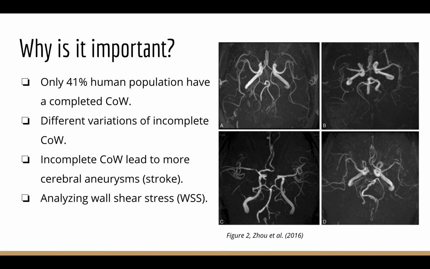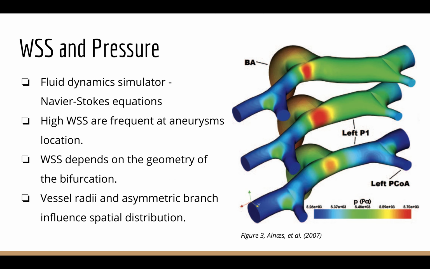And the research paper that I'm about to discuss uses various methods of simulation to analyze the wall shear stress on the vessels of the circle of Willis to try and find any correlation of the structure to the rate of stroke. In one study, they used a form of computational fluid dynamics to simulate the wall shear stress of different variations of the circle of Willis.